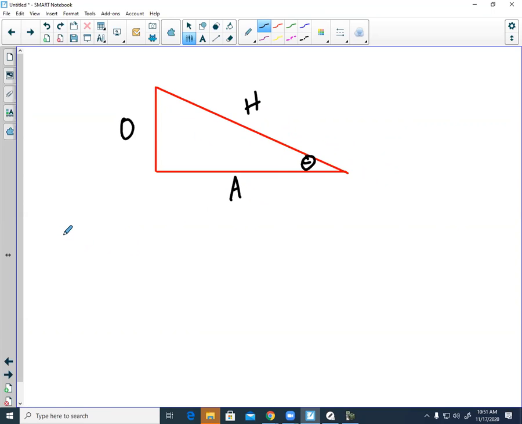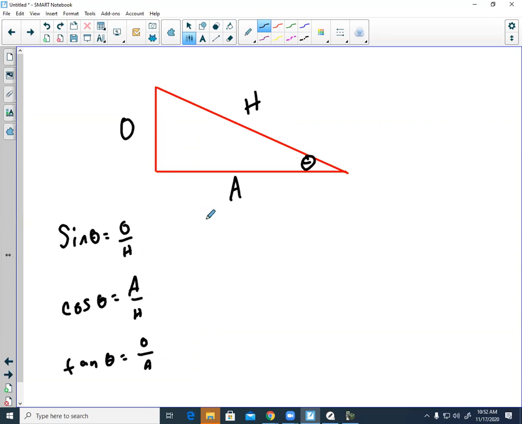We know we have SOHCAHTOA. All of these are on your trig sheets as well, with sine, cosine, tangent, you know what they are. So those are all on your trig sheets if you need them as well. But the sine of an angle is equal to the opposite over the hypotenuse. The cosine of an angle is equal to the adjacent over the hypotenuse. And the tangent of theta is equal to the opposite over the adjacent.